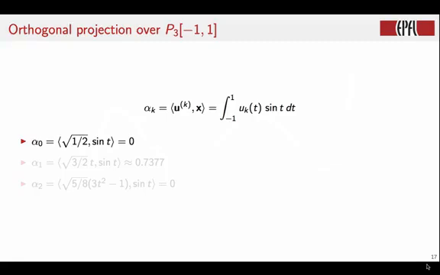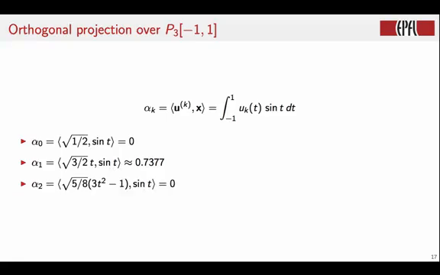Alpha 0 is the inner product between the first Legendre polynomial and sine of t. The first Legendre polynomial is just a constant, so we're taking the integral between minus 1 and 1 of sine of t times a constant, which is equal to 0 because sine of t is antisymmetric. The first coefficient, alpha 1, is now the integral of square root of 3 over 2 times t times sine of t between minus 1 and 1, and it's equal to approximately 0.7377.